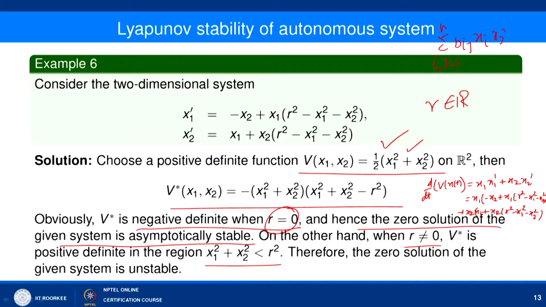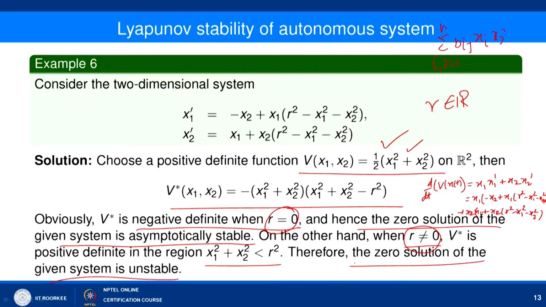unstable. So, in the case when r is not equal to 0, since r is a fixed quantity and x1 x2 can be made smaller and smaller, we can take small enough x1 x2 such that this quantity is negative here. So, negative, negative, positive, and V star can be made positive, and hence we can say that the 0 solution of the given system is unstable when r is not equal to 0 here.